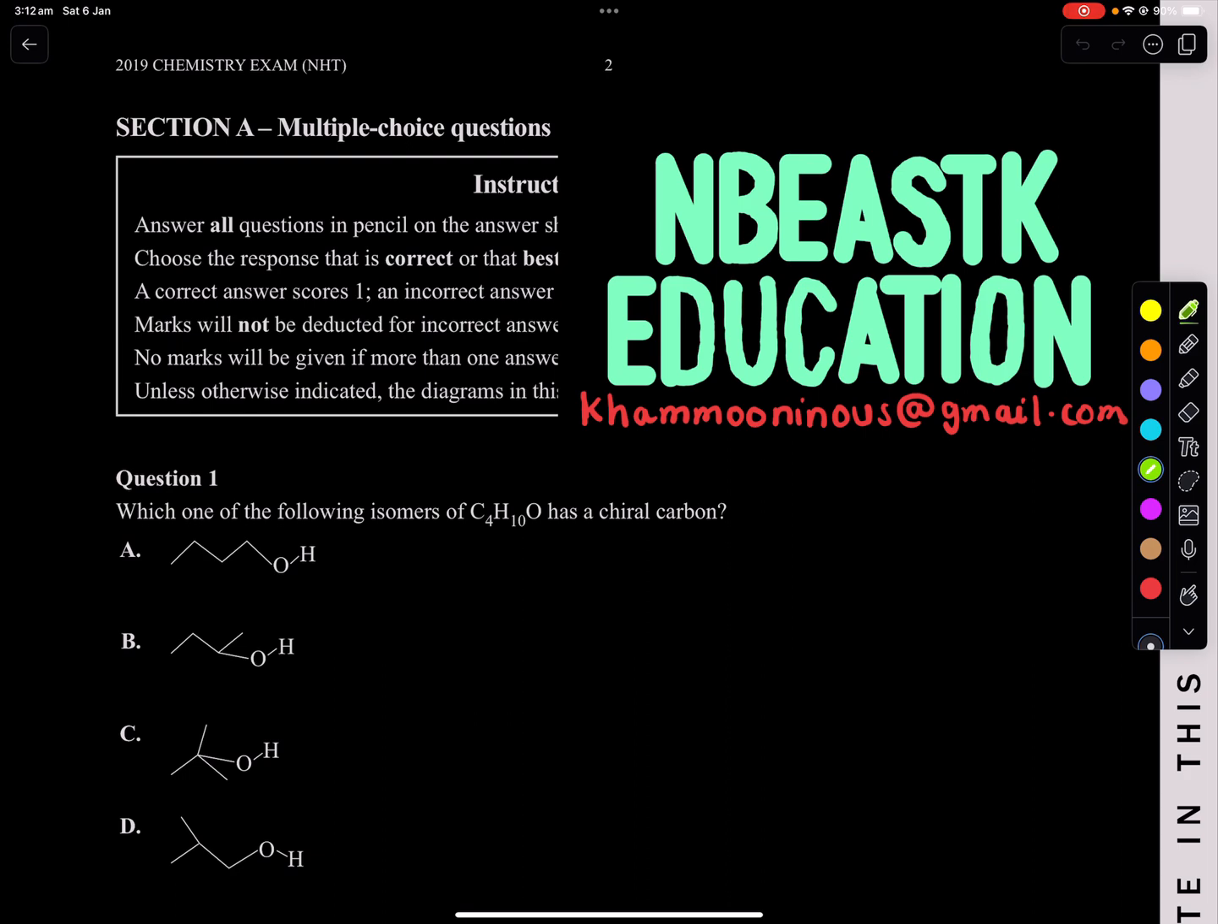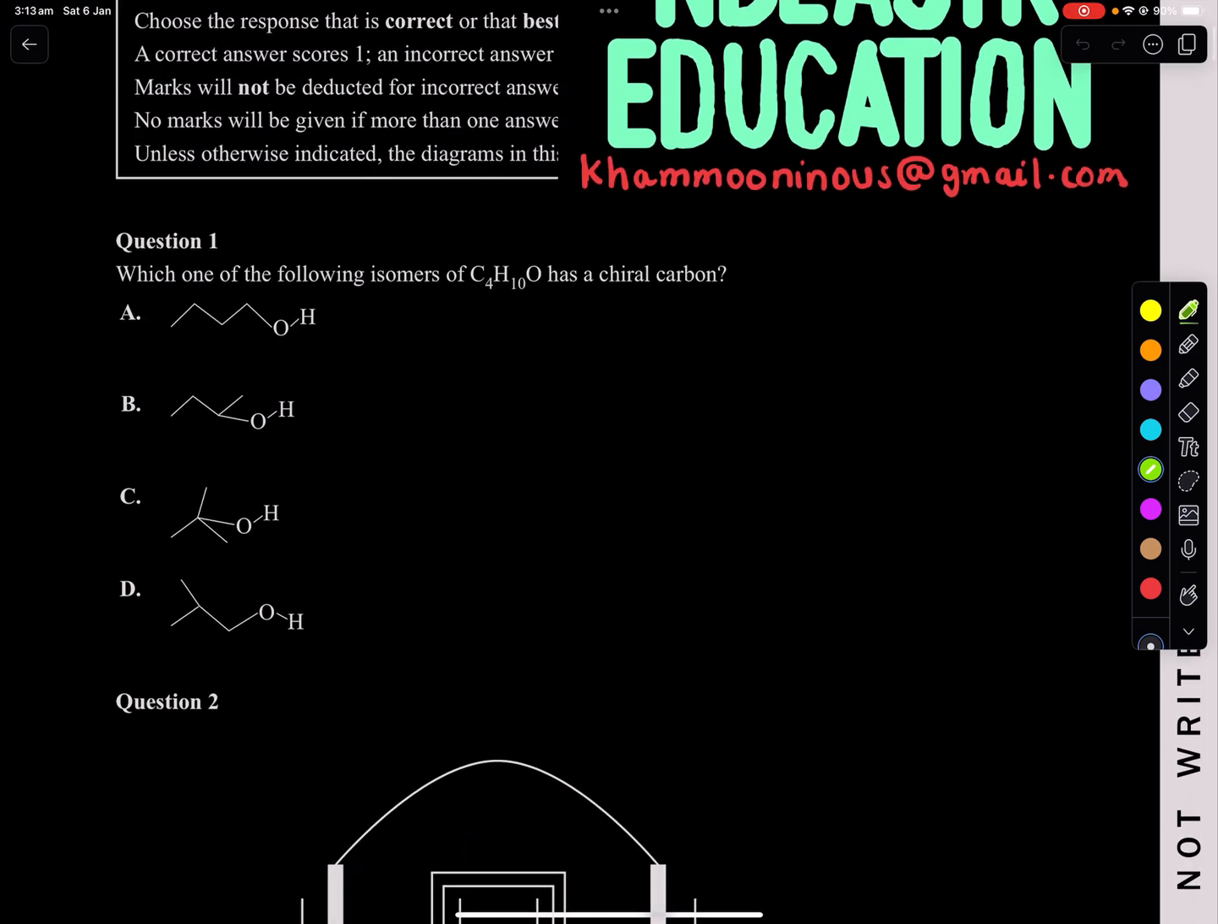And yeah guys, let's smash through this video. Question 1. Which of the following isomers of this has a chiral carbon? So first, what is a chiral carbon? A chiral carbon is a carbon that has four totally different side groups.